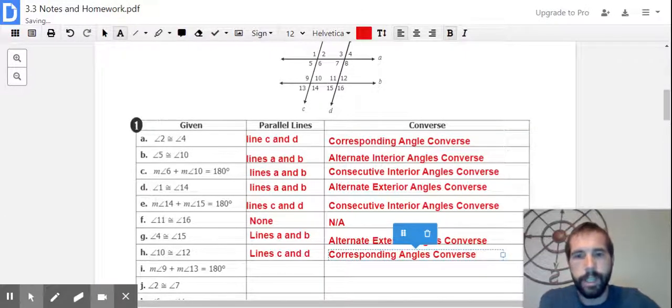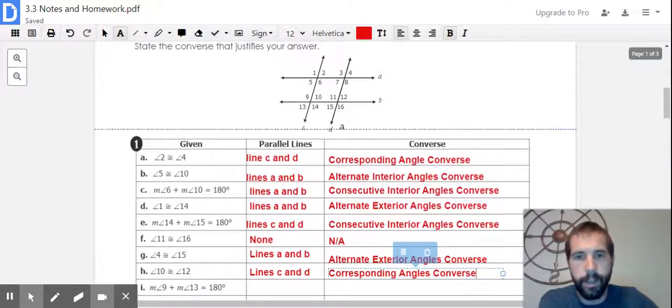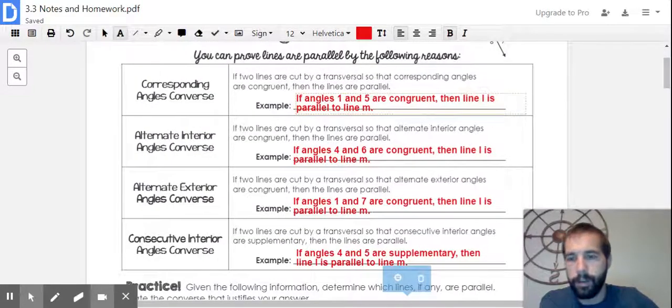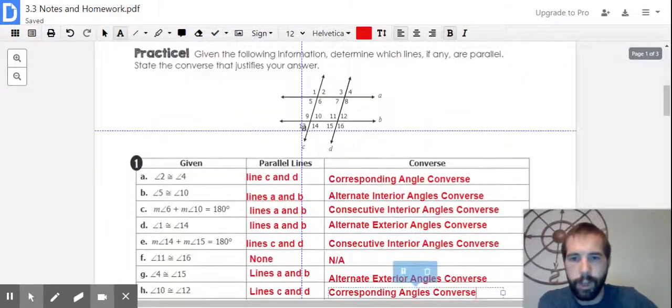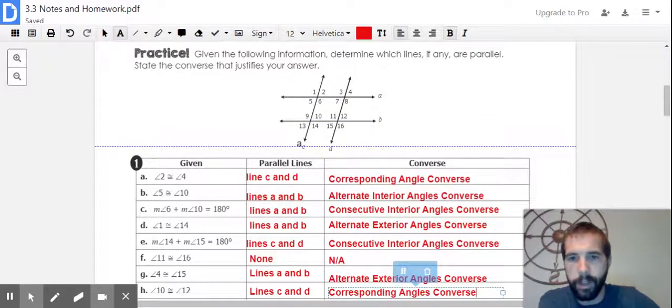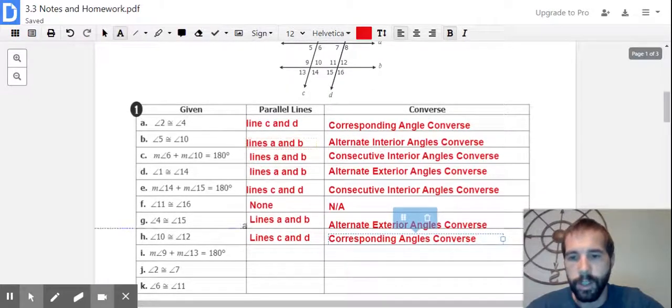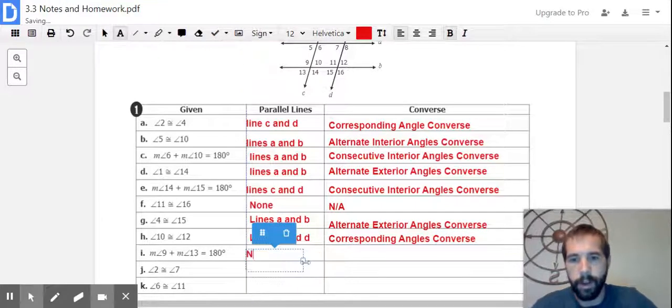How about if 9 and 13 add up to 180? So 9 and 13, what's their relationship? Well, that's a linear pair. Is there a linear pair converse? Well, no. If a linear pair is supplementary, they're always supplementary. That's never not going to happen. They're always going to add up to 180. That doesn't make anything parallel because they're within the same intersection. So for letter I, that would be none. There'd be no answer for converse because none applies here.